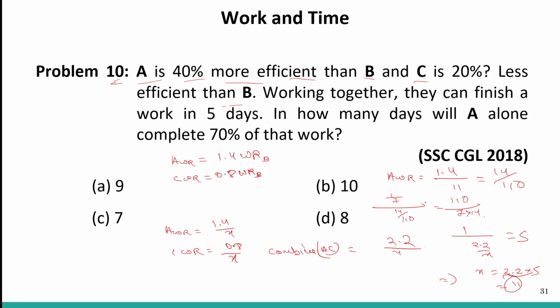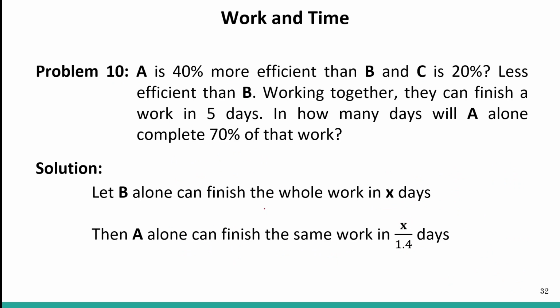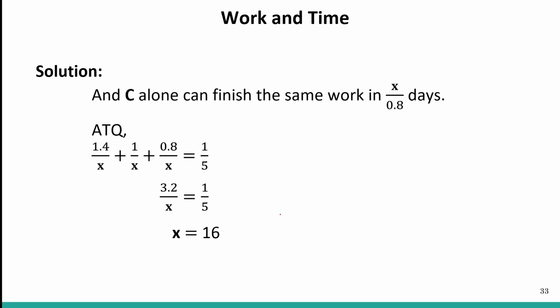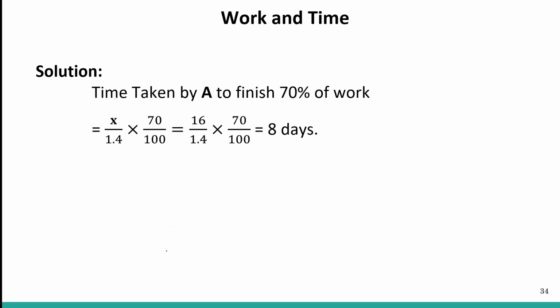Okay, so let's see this step by step solution. Let B alone finish the work in x days, and A alone can finish the same work in x by 1.4 days. And C alone can finish the same work in x by 0.8 days. So according to the question, 1.4 by x plus 1 by x plus 0.8 by x is equal to 1 by 5. So 3.2 by x is equal to 1 by 5. So x is equal to 16, right? So x by 1.4 into 70 by 100 is equal to 16 by 1.4 into 70 by 100, which is 8 days.